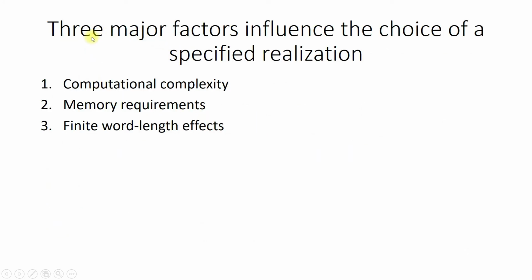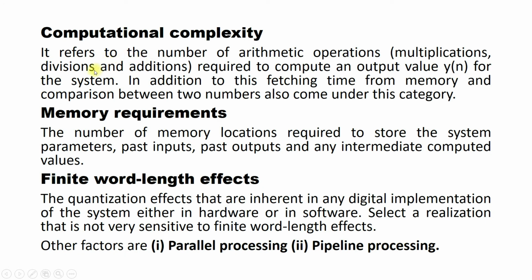There are mainly three major factors that influence the choice of a specified realization. The three major factors are the computational complexity, memory requirements, and finite word length effect. What is computational complexity? It refers to the number of arithmetic operations, multiplications, divisions, and additions required to compute an output value y of n for a system. In addition to this, fetching time from memory and comparison between two numbers also come under this category. So while selecting a structure, we have to take into account the computational complexity of that particular filter.